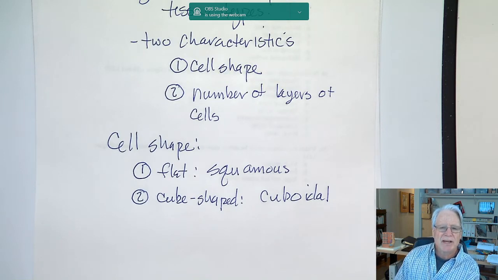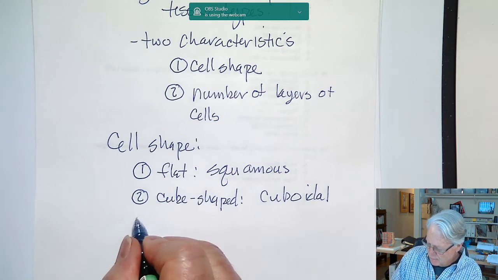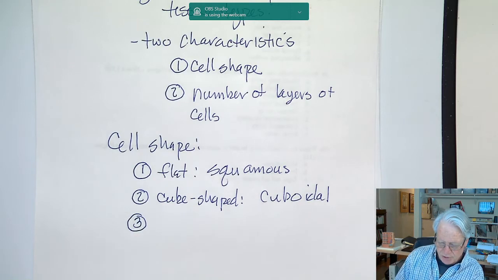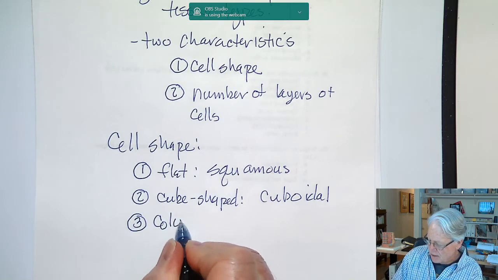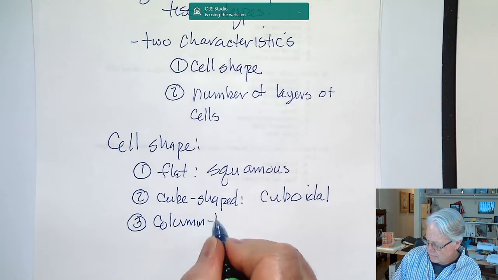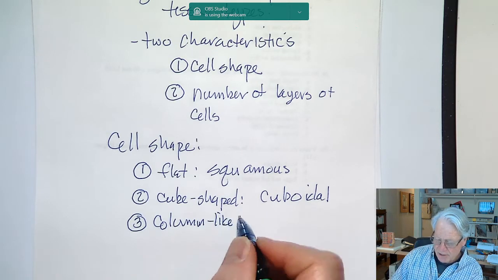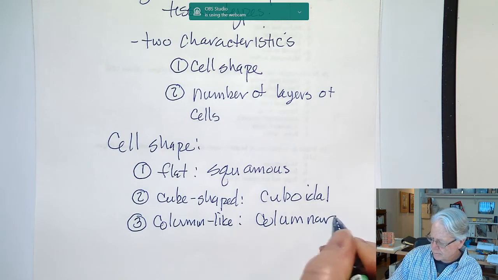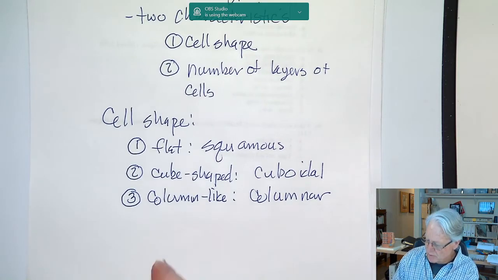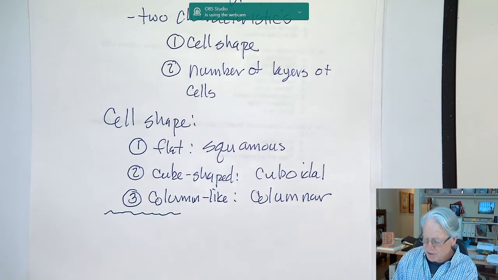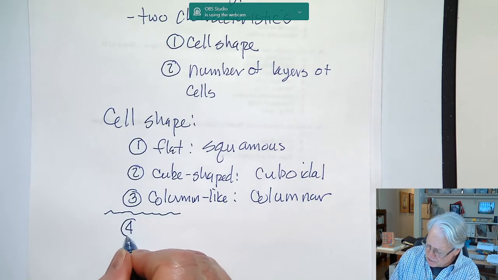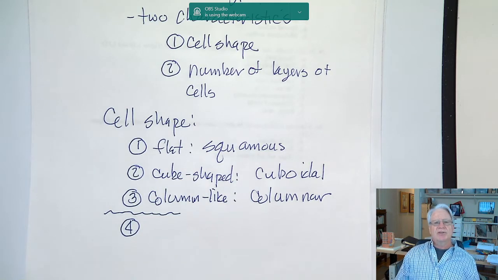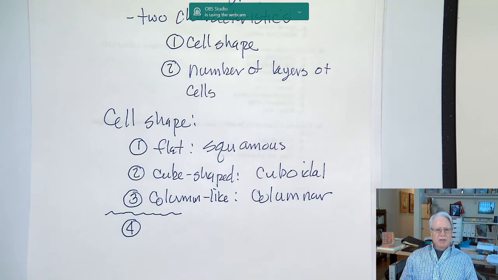So cell shape, flat, squamous, cube shaped, cuboidal. A third shape is going to be column-like, and here this is going to be called columnar. So those are the three basic shapes. Now I'm going to put a little squiggly line here, because I'm going to introduce another cell, not so much shape, but there's no real good place to put this category. So I'm going to put it here. It does make sense to fit it here.